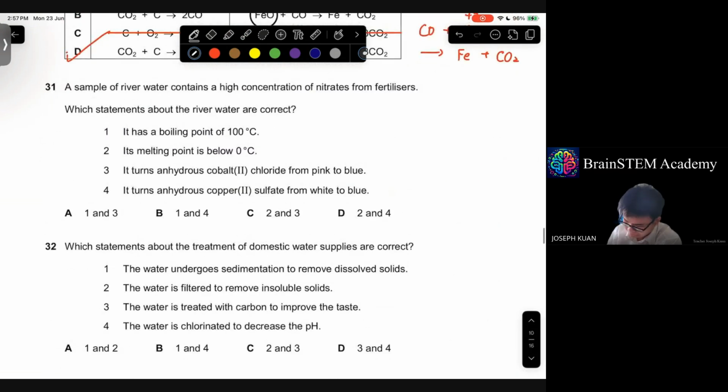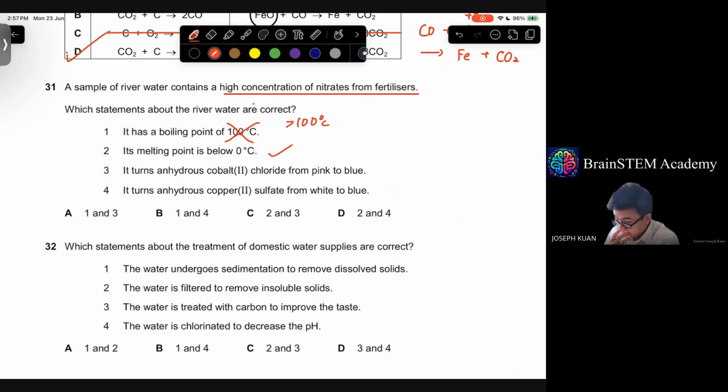Question 31. A sample of river water contains a high concentration of nitrates from fertilizers. Which statements about the river water are correct? Since this is considered an impurity, we should expect the boiling point to be higher than 100. The melting point should be below 0 degrees Celsius. That's assumed to be correct. And water can turn anhydrous cobalt(II) chloride from blue to pink, and it turns anhydrous copper(II) sulfate from white to blue. So the only correct answers here are 2 and 4.